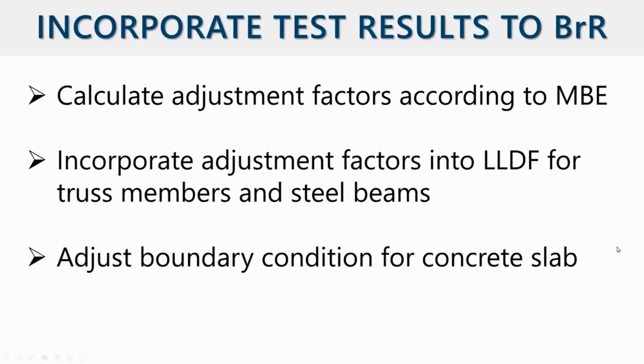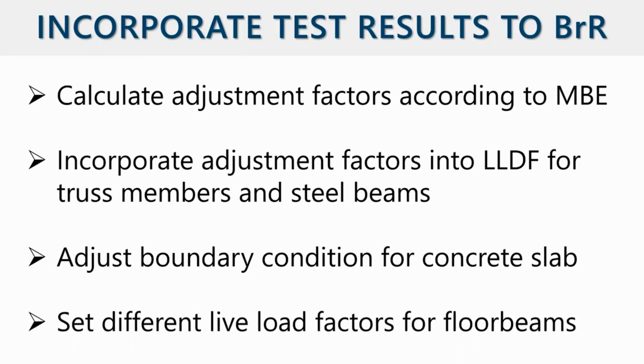Then for the concrete slabs, it's a little bit tricky because during the test, we found that the boundary condition was not simply supported. Even though the concrete slabs were designed as simply supported, because the dowel bars connect the concrete slab to the top of the cap, they actually provide some fixity. It's actually between simply supported and fixed. The good thing is that in BrR, you can adjust the boundary condition. You can even apply a torsional spring at the end to represent the actual stiffness of the actual boundary condition. This is a very convenient function in BrR.